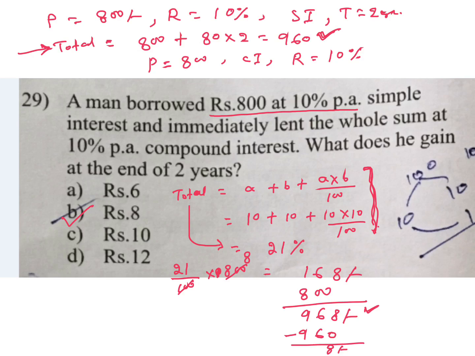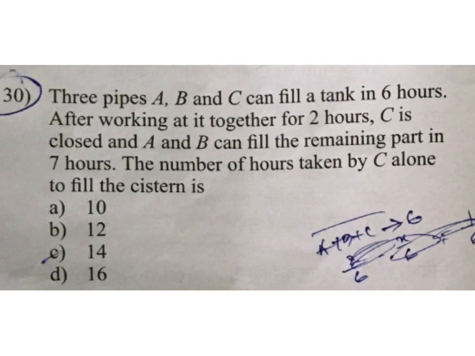3 pipes A, B and C can fill a tank in 6 hours. After working at it together for 2 hours, C is closed and A and B can fill the remaining part in 7 hours. The number of hours taken by C alone to fill the cistern is how much? Part method we will use here. Part method already in separate video you can get this one. I already explained this part method, how to use this one. In time and work, same part method here you can use.